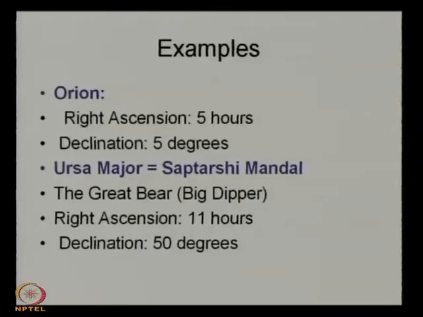So these are things which one has to actually do to get a feeling for. So I will give you a brief exercise. This tells you the RA and declination of 2 of the constellations that we have discussed. These are the Orion Constellation and the Ursa Major or the Great Bear or the Saptarshi Mandal constellation. Orion has a right ascension of 5 hours and a declination of 5 degrees. It is quite close to the equatorial plane, whereas Ursa Major has a right ascension of 11 hours and a declination of 50 degrees.